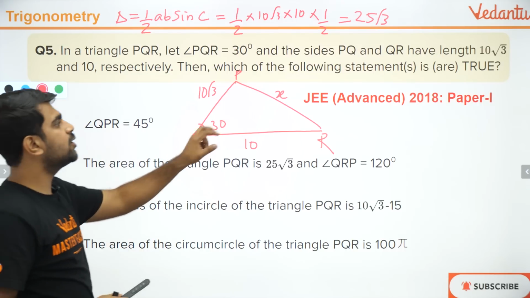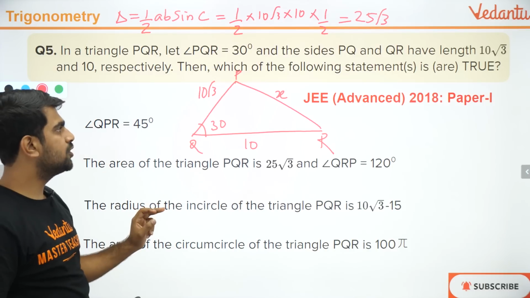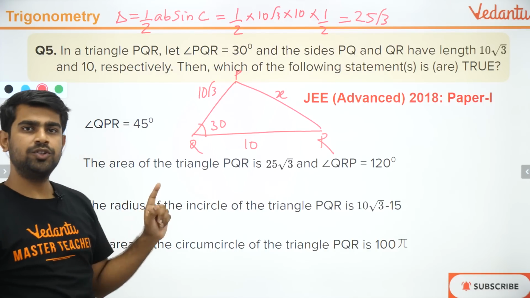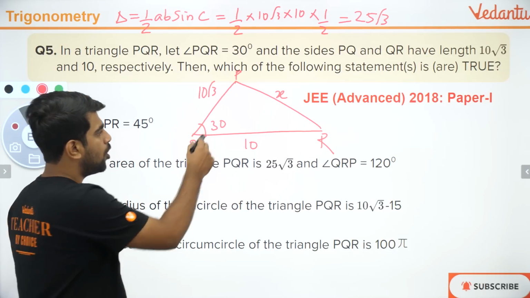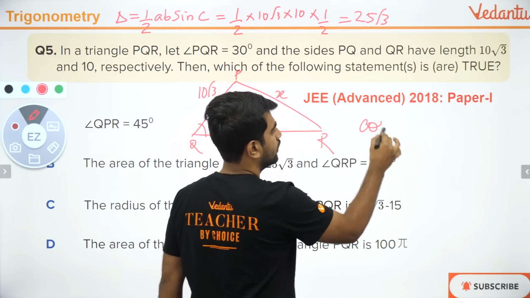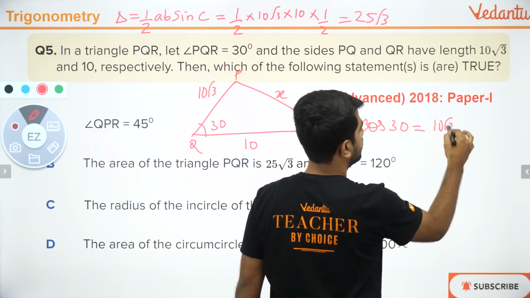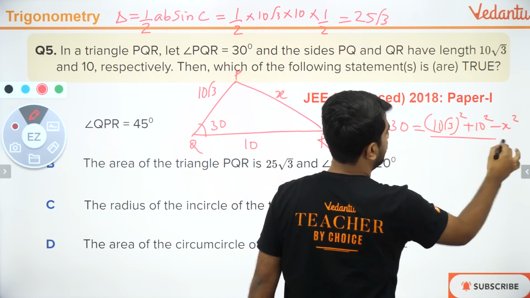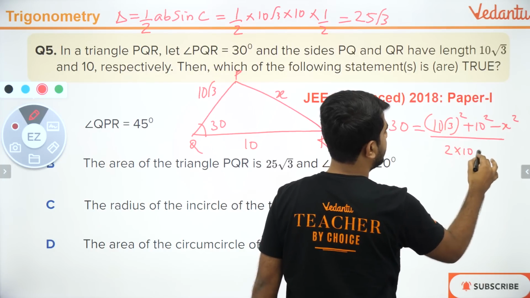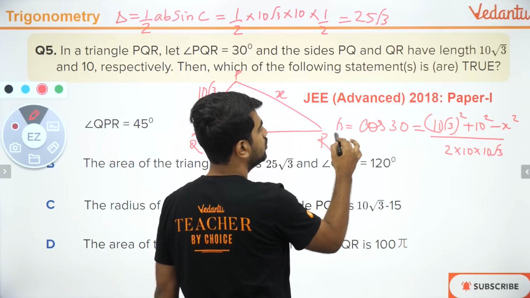So if you want to find out the value of x, you need to use cosine rule. What is cosine rule? Cos of 30 is equal to (10 root 3) square plus 10 square minus x square by 2 into 10 into 10 root 3. So what is cos 30? It is root 3 by 2.